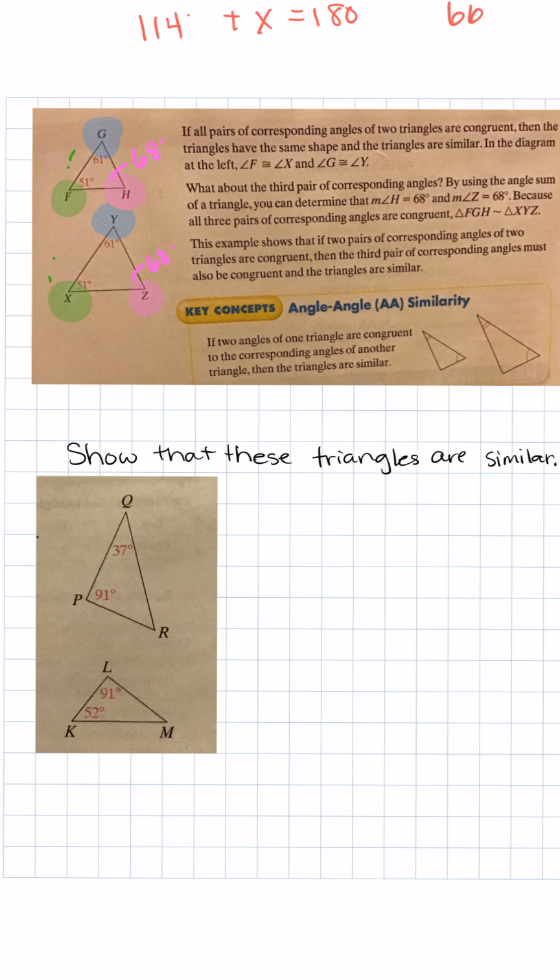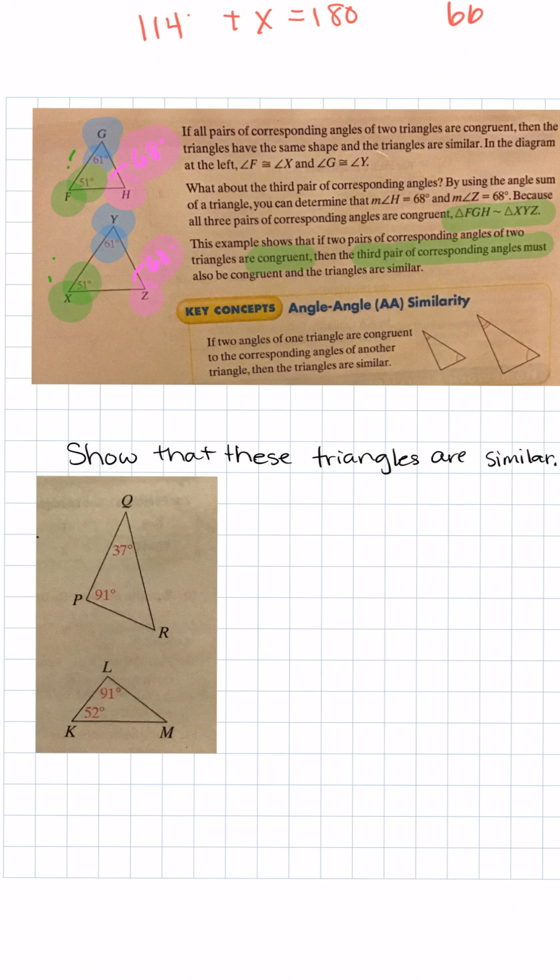Because all 3 pairs of corresponding angles are congruent, then triangle FGH is similar to triangle XYZ. This example shows that if 2 pairs of corresponding angles of 2 triangles are congruent, then the third pair of corresponding angles must be congruent also. So notice 61 degrees, 61 degrees, 51 degrees, 51 degrees, 68 degrees, 68 degrees. Even though they're not the same size sides, the angles are the same.